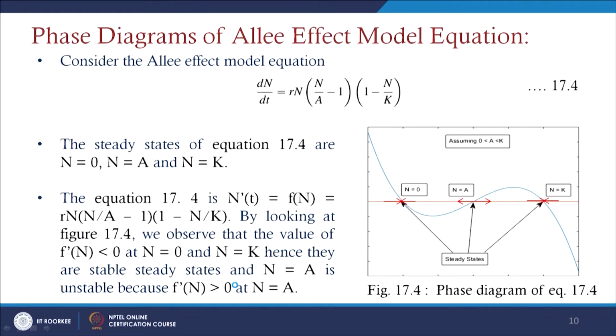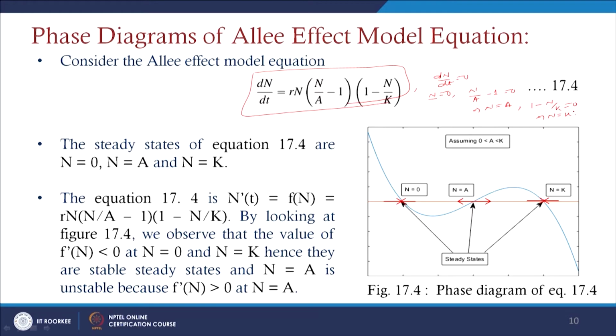In this phase diagram analysis, if you consider the Allee effect model, we can find that the equation is represented in the form dN/dt = rN(N/A - 1)(1 - N/K). To find the steady states, we put dN/dt equal to 0. This gives N = 0 as the first point. The second is N/A - 1 = 0, which implies N = A. The third is 1 - N/K = 0, which implies N = K.